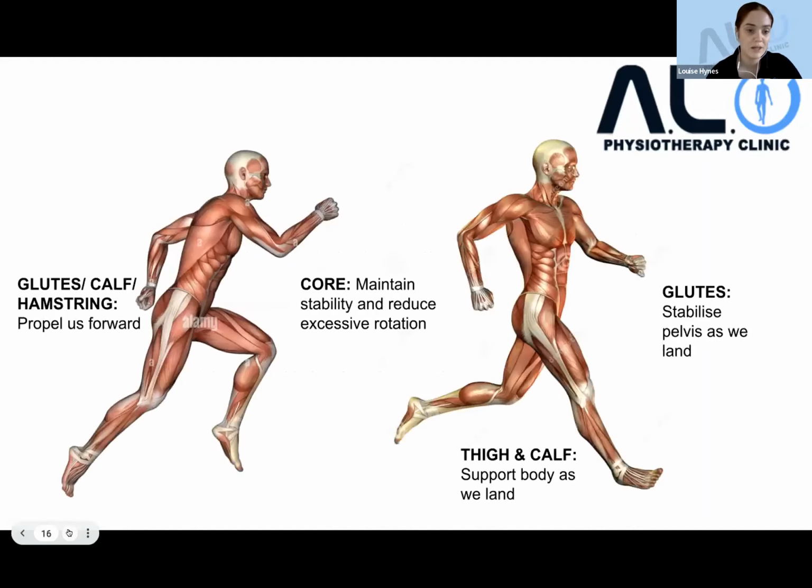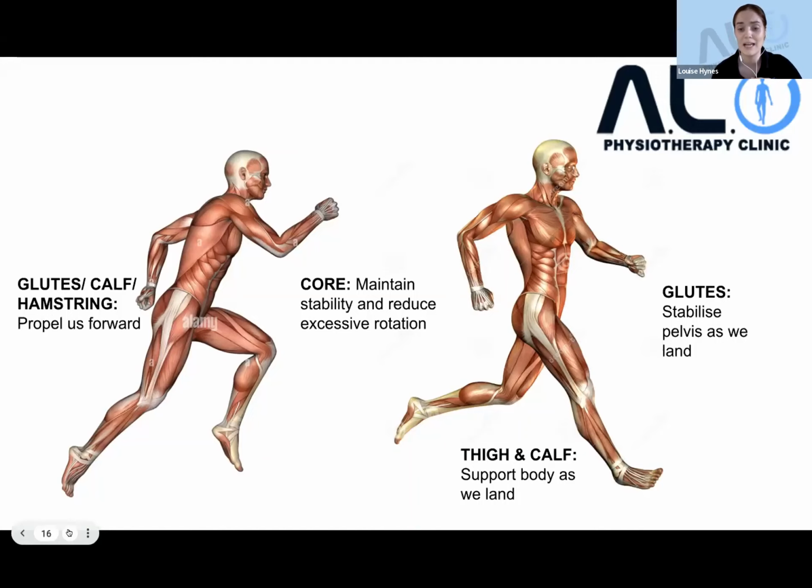So why is strength work important? If we look at the muscle groups that we use as we run, you've got your glutes, your hamstrings, and your calves to help with propelling you forward, giving you that power. Your core muscles then work on maintaining stability and reducing excessive rotation at the trunk. If we've got excessive rotation in the upper body, we can get a knock-on effect down in the lower limb, which Tremayne will discuss a little bit more later on.